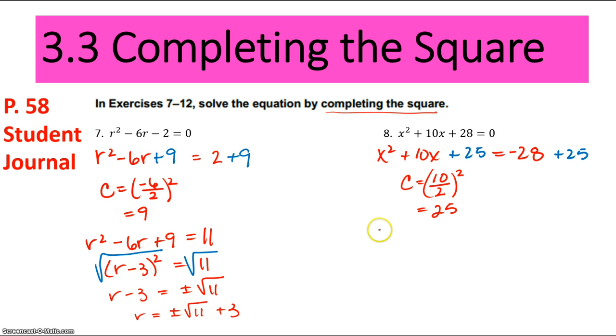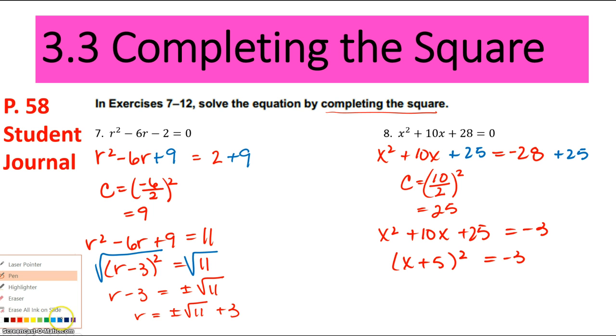So my new expression becomes x squared plus 10x plus 25 equals negative 3. I'm going to factor my perfect square trinomial on the left, which factors to x plus 5, quantity squared, equals negative 3. Now I can square root both sides.